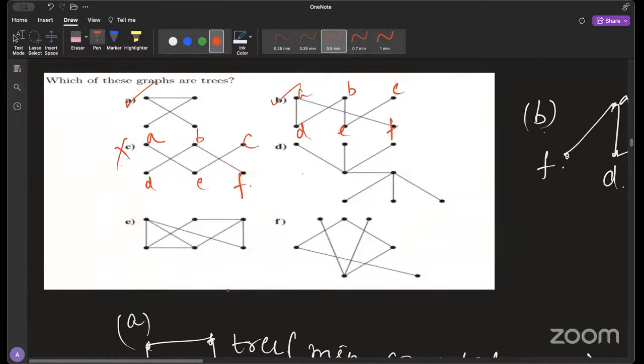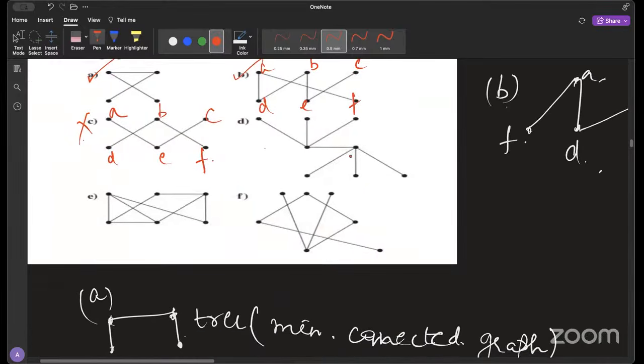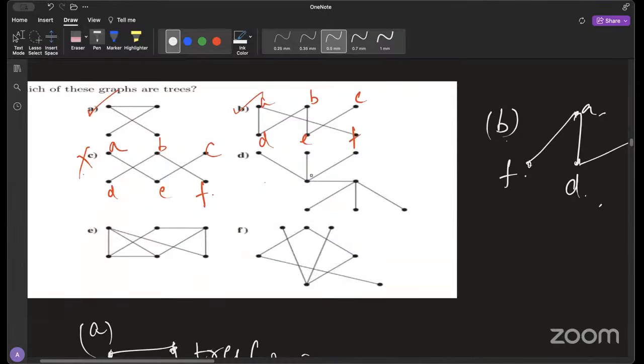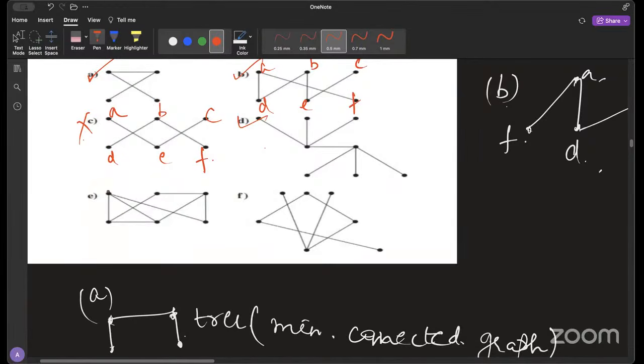Then coming to the D one, you don't have to redraw this one. This is pretty clear, because we can see that all of the vertices are connected, and you can't remove any edge. If you remove any edge, this will result in a graph that's not connected. So this has to be a tree. Then coming to this E one, we need to redraw this one. A, B, C, D, E, F. Draw it here.